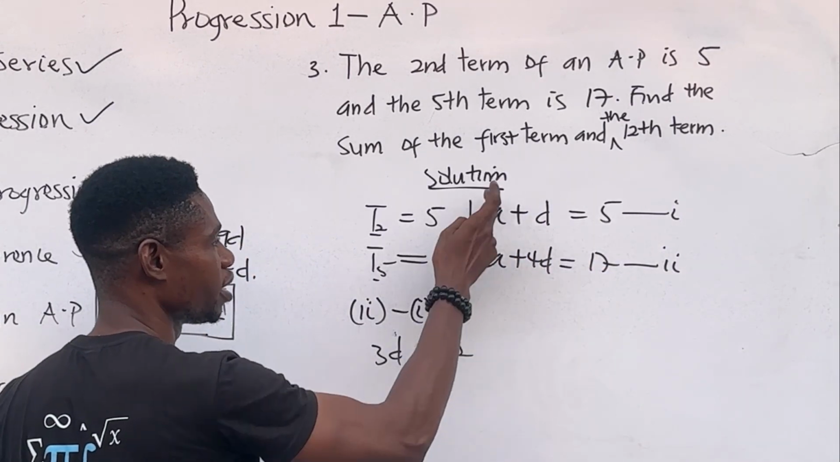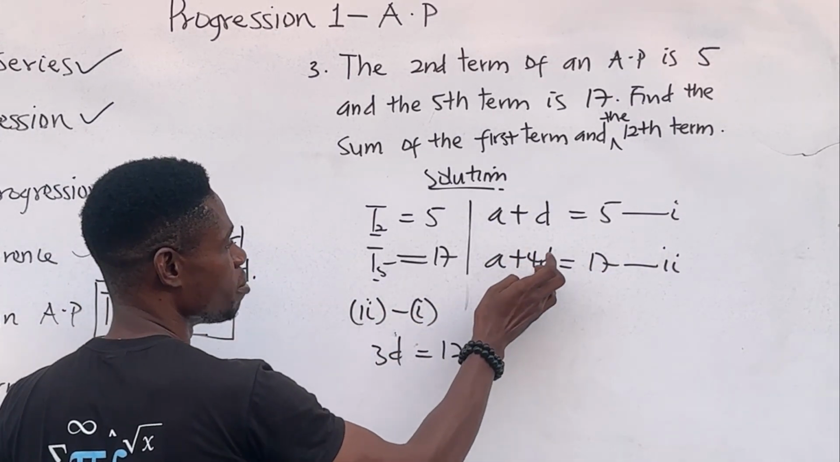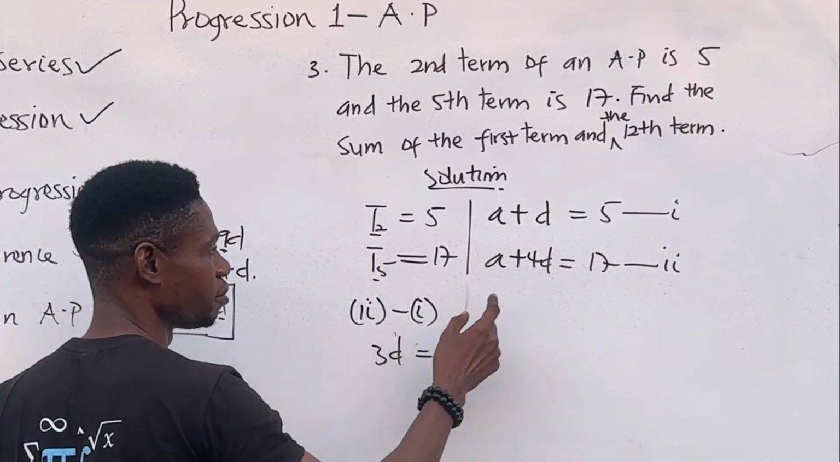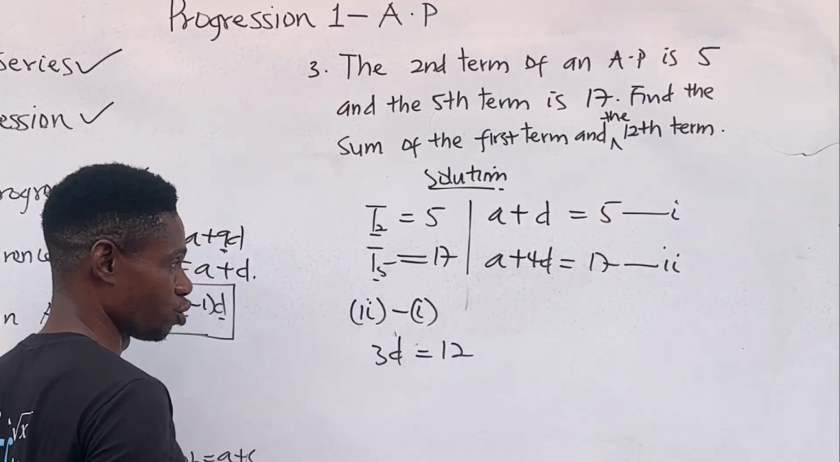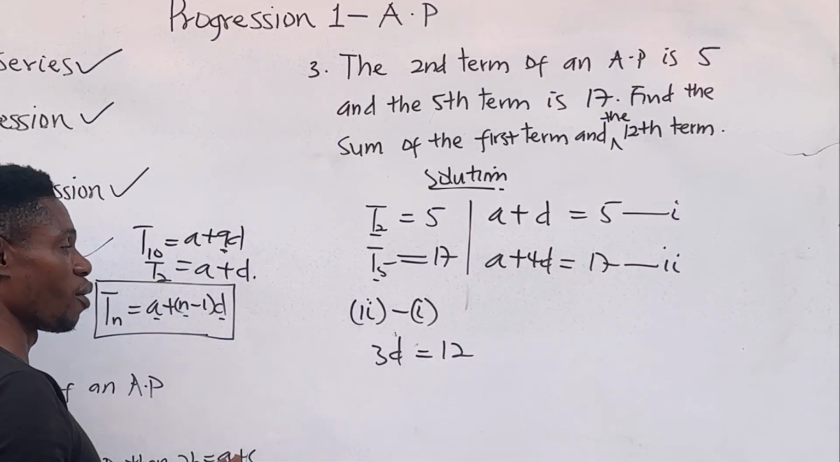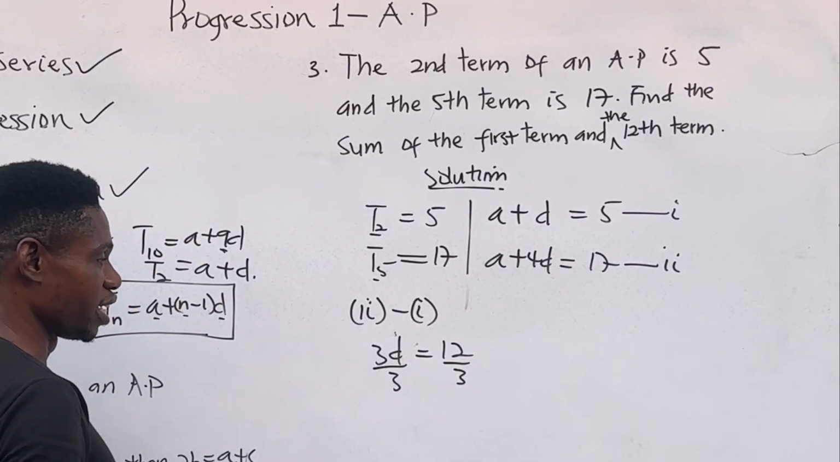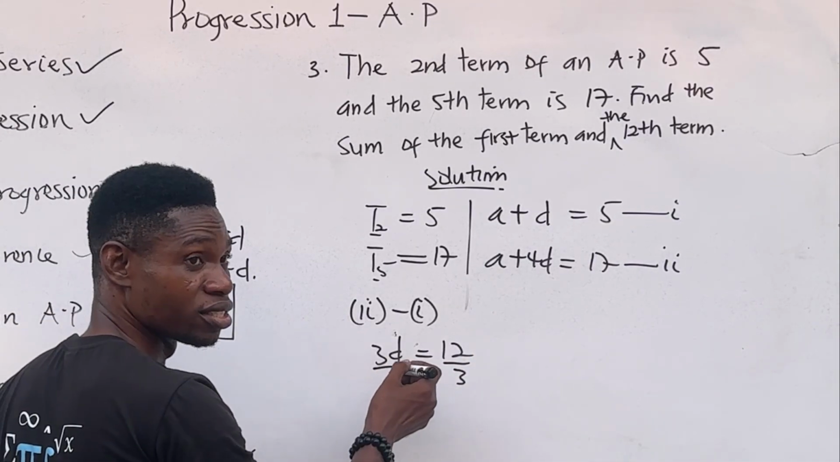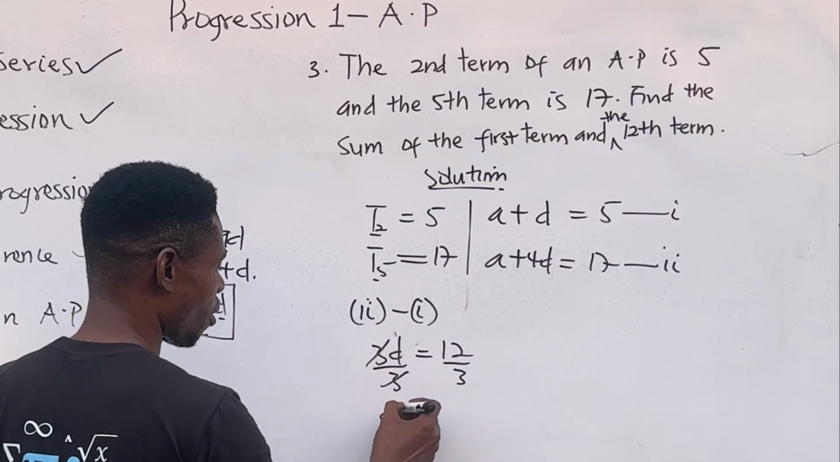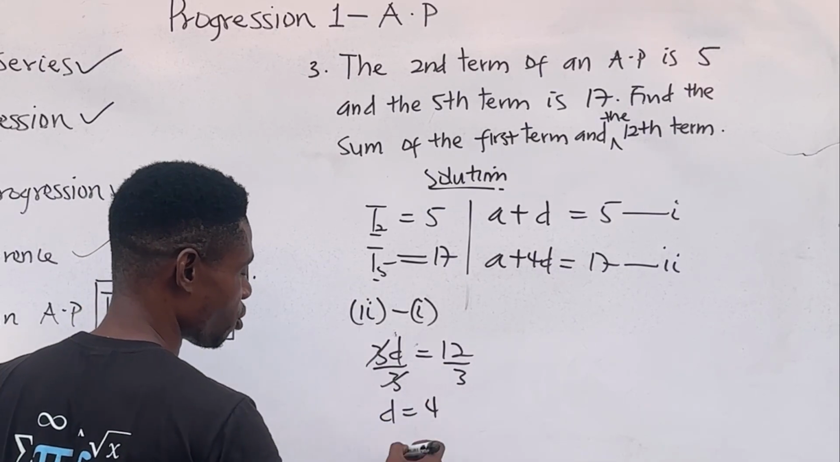That's equation 2 minus equation 1. So A minus A, 0. 4D minus 1D, that's 3D. 17 minus 5, that's 12. So that's how we got D. So from here, we can find our D easily. We can just divide both sides by 3, so this cancels this. Our D equals 4.